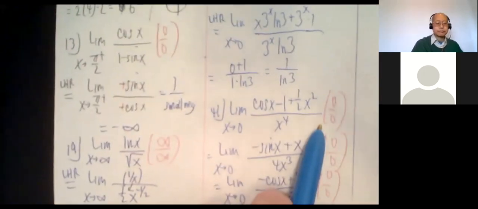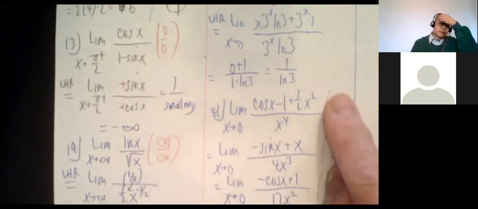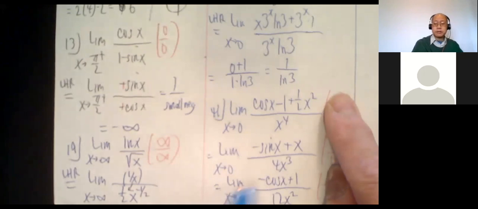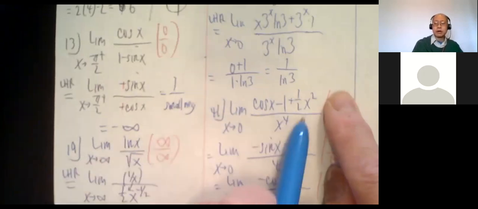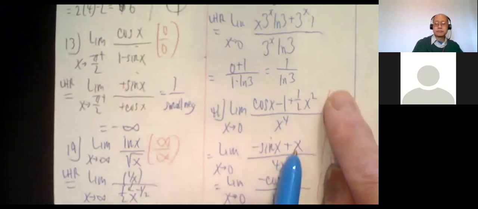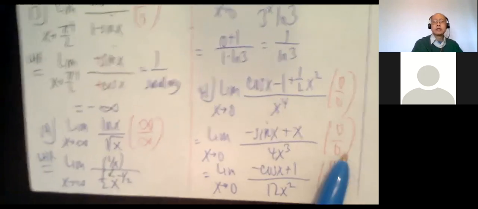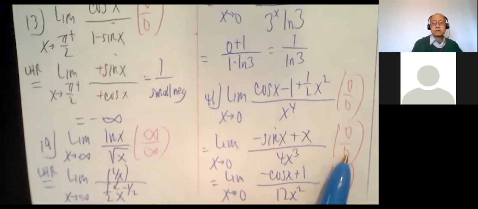Apply L'Hopital's rule. So take the derivative of the top, derivative of the bottom. Derivative of the bottom is 4x cubed, that's easy, right? Derivative of cosine, negative sine. Derivative of -1 is 0, so forget about it. Derivative of 1/2 x squared is just x. Plug in 0. Sine of 0 is 0, negative 0 is 0, plus 0, divided by 0, 0 over 0. Do it again.